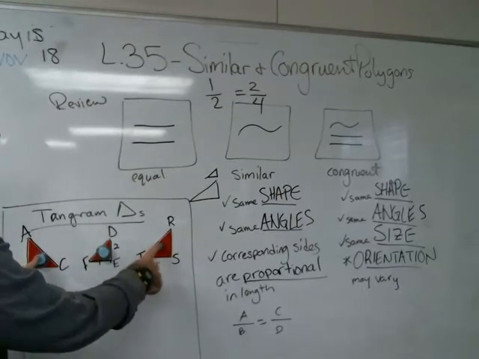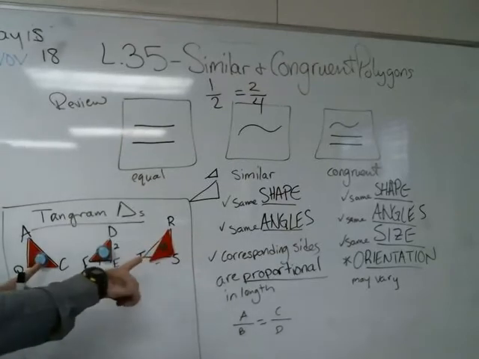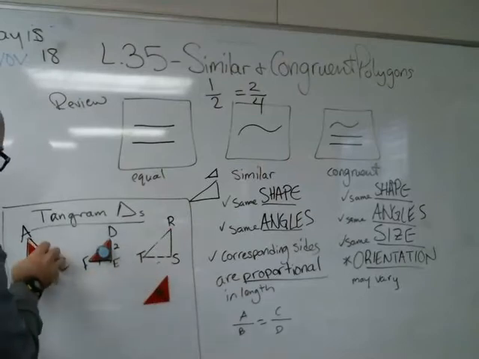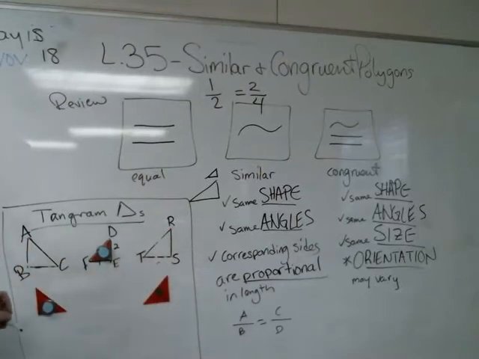Okay, so this triangle and this triangle here. Can you see this? Yes. This triangle and this triangle. I'm going to remove those triangles. Same size, shape, angles, everything.